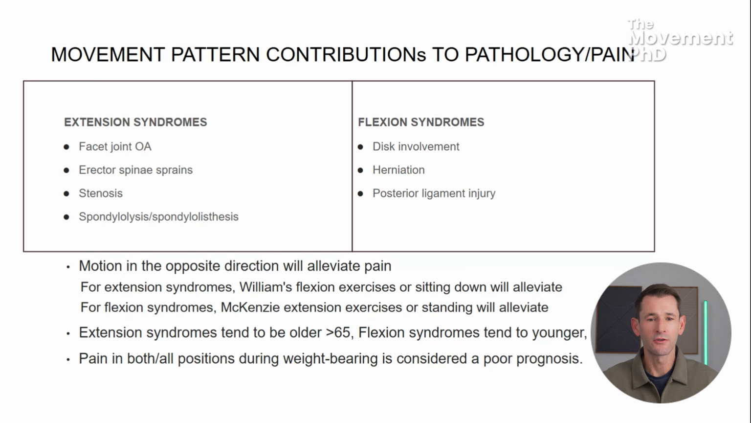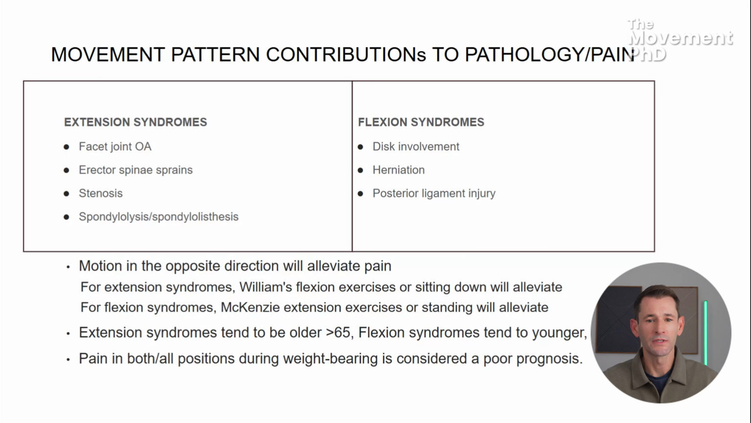For flexion syndromes, we want to do extension types of things. So McKenzie extension exercises, so prone on elbows, prone press-ups, all these are going to be examples of extension exercises. And we want to limit their sitting, so they're going to take standing breaks if they're sitting for long periods of time. So what are some of the other differences here?